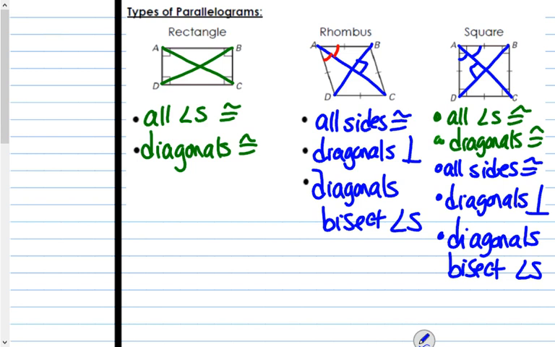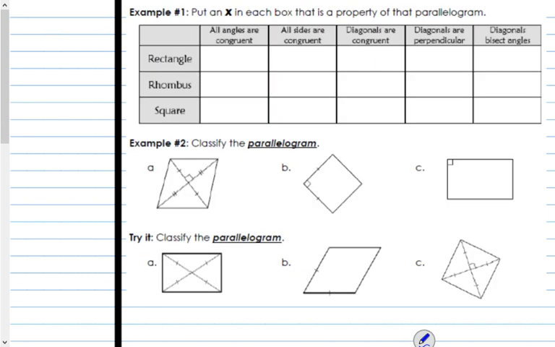So I want you to take this information, I want you to pause the video, and I want you to put an X in each of the boxes that's a property of the parallelogram. Then push play and check your work. So go ahead and do that now.